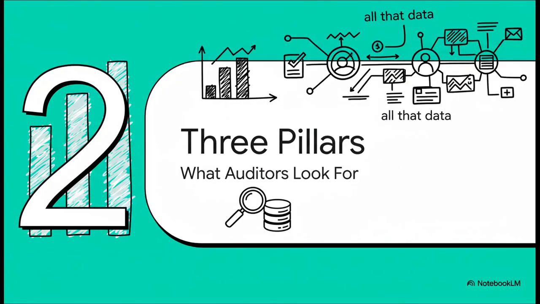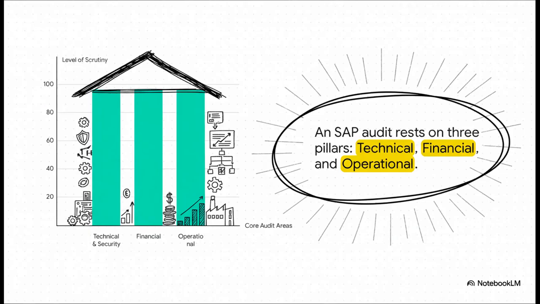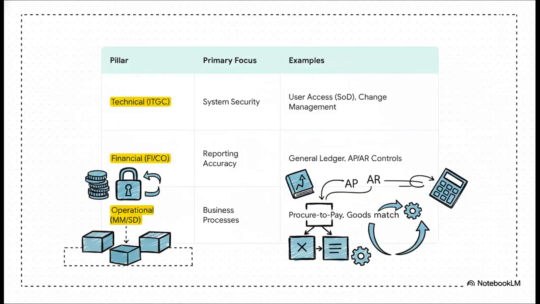So, with all that data you send over, what are they actually trying to find? It can feel like they're looking for a needle in a haystack, but it really just boils down to 3 main areas of investigation. You can think of an SAP audit like a structure that's held up by 3 main pillars: the technical pillar, the financial pillar, and the operational pillar. Each one supports a completely different part of their investigation into how your business is running on their platform. So let's break that down a little.